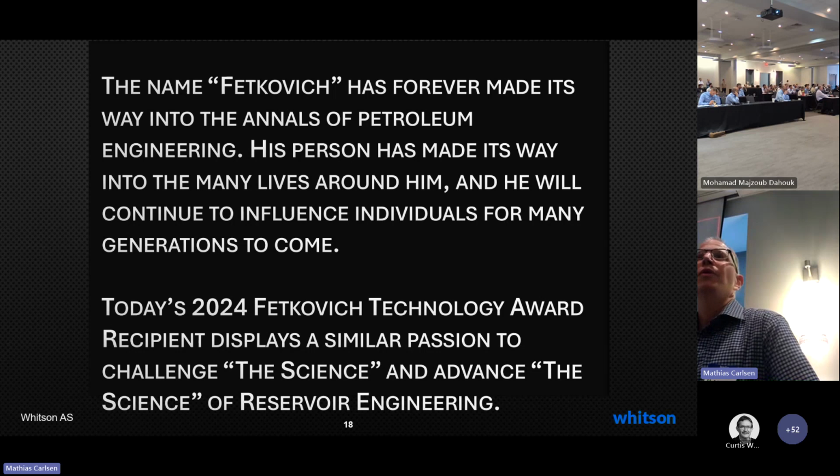But one of the most important things in that book was the highlight of the work of Mike Fetkovich in the development of his type curves, the application of the type curves. What I loved about Mike's work, and continue to love about it, is this idea that you can be technically very, very sound, but it's always got to be practical. There's always got to be a use for it. And that came through in every bit of work that I've ever read from him.